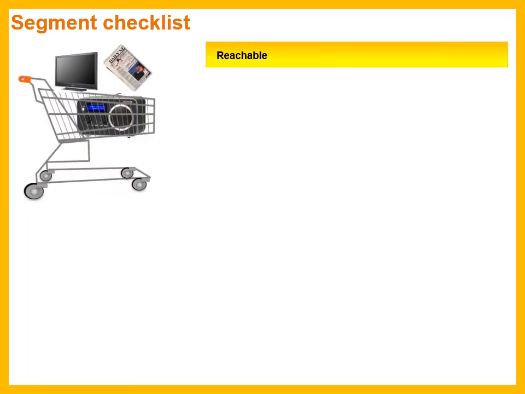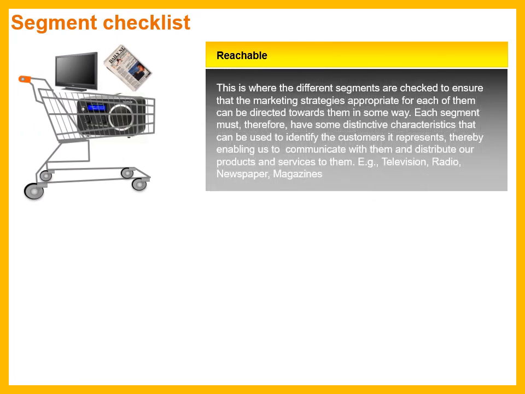Reachable. This is where the different segments are checked to ensure that the marketing strategies appropriate for each of them can be directed towards them in some way. Each segment must, therefore, have some distinctive characteristics that can be used to identify the customers it represents, thereby enabling us to communicate with them and distribute our products and services to them. Example: television, radio, newspapers, magazines.